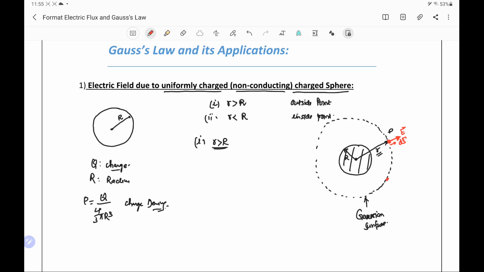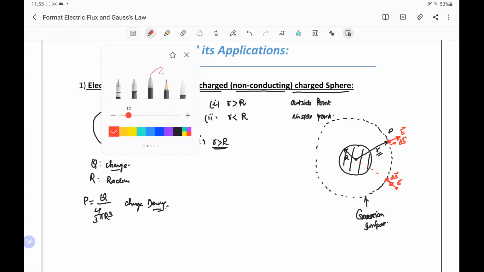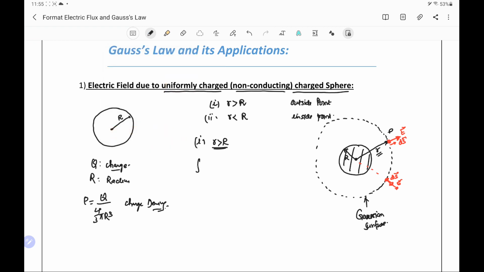Similarly, if we take another point or surface area element on the Gaussian surface, its direction is normal to the surface and the field is also radially outward; it is E and it is ds. Therefore, we can say at each and every point on the surface, the electric field E and the elementary surface area ds are in the same direction. Therefore, we can now apply the Gauss law, that is, integral E dot ds equal to Q enclosed by epsilon naught. This is the Gauss law.